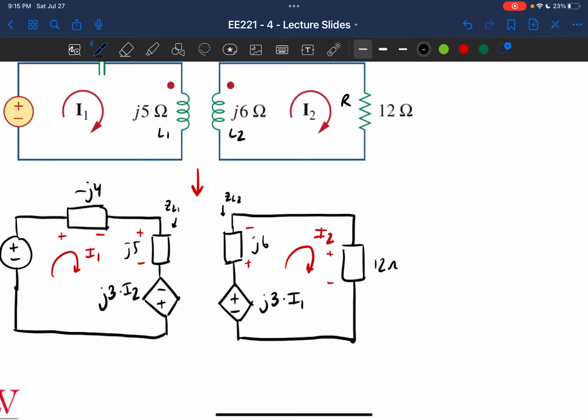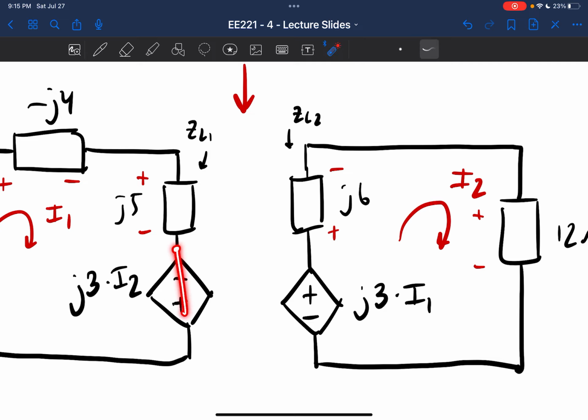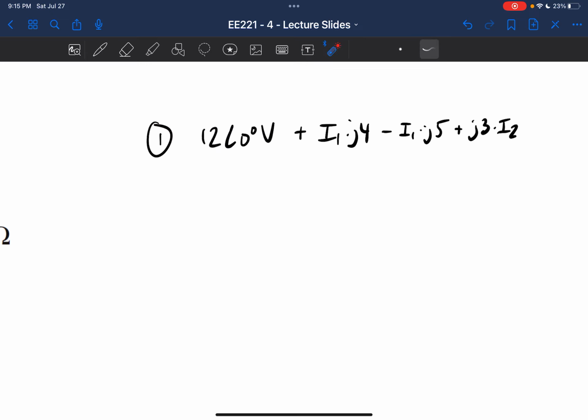Again, it's plus because I'm going from the minus side to the plus side, so I'm going up in voltage. So I write a plus sign, and then that whole sum is equal to 0. So that's my first expression.